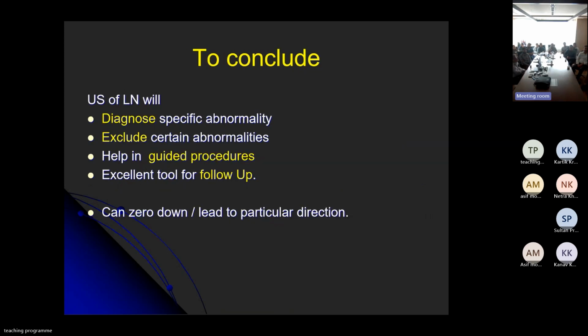So to conclude, ultrasound of lymph nodes will diagnose specific abnormalities. And very importantly, it will exclude most of the abnormalities. You can say this is not lymphomatous, this is not metastatic, this is not papillary. So it could be something else, like HNCII, which can sometimes cause confusion. It helps us in guided procedures, is an excellent tool for follow-up, and can zero in and lead in a particular direction.